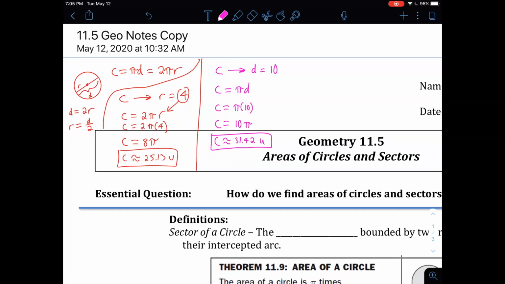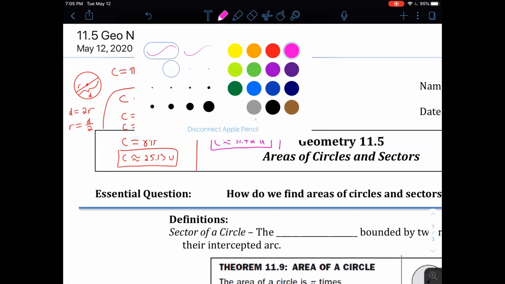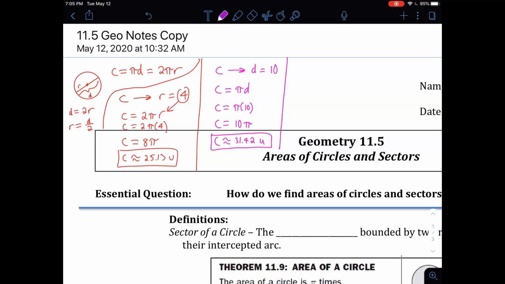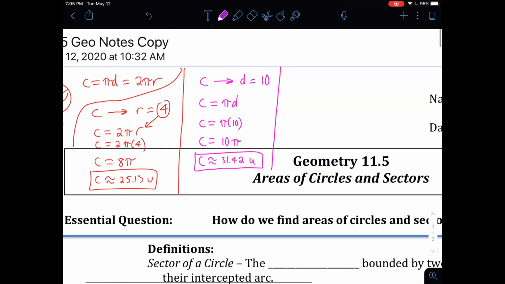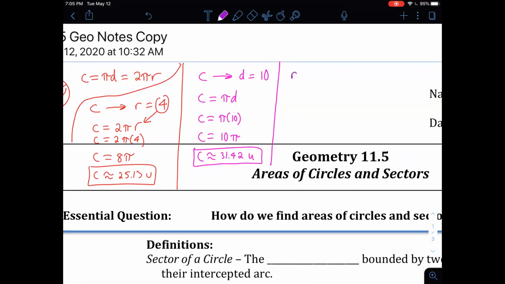Okay, so that's just a brief review of that. Let's do one more example. Now let's do something different. Now let's find the radius given the circumference. I'm looking for the radius, and I'm given the circumference equals 40. I know the circumference is 40.